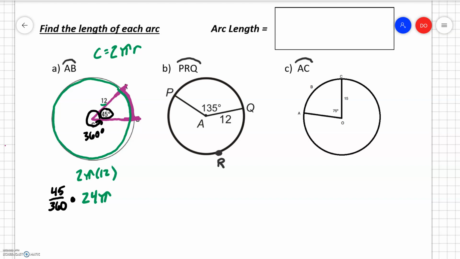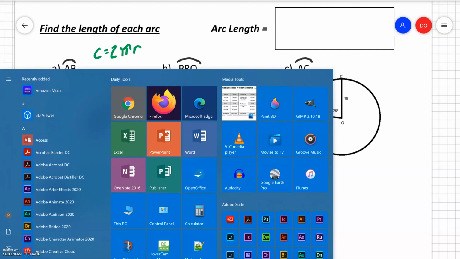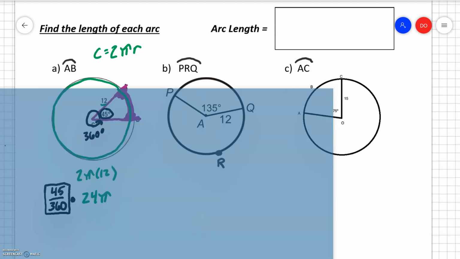So if I multiply my circumference by that fraction, I'm going to take the entire circumference and just calculate 45 out of 360 parts of that circle, which is how many parts are taken up by this arc right here. So I'm going to pull up my calculator to do that. I'm going to avoid my mental math on that one.